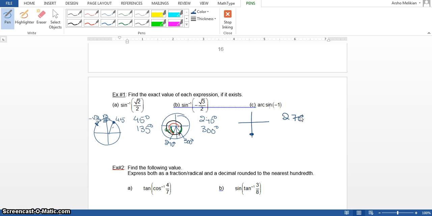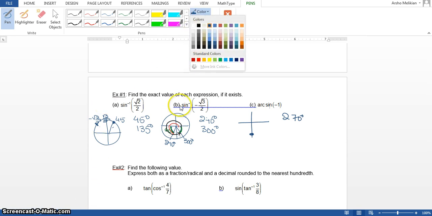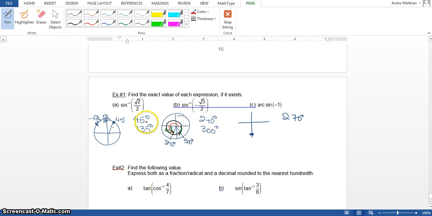Now, if I were to ask for the radian equivalents of these, you should be able to also provide the radian equivalents. So for example, in the case of these two, the radian equivalent of this is pi over 4. What about this one? 135 in radians is 3 pi over 4.